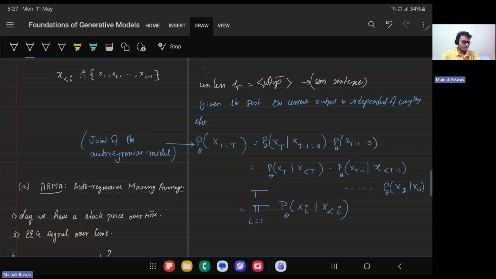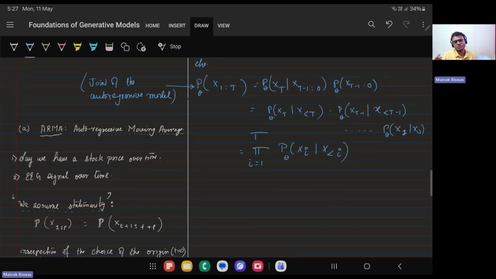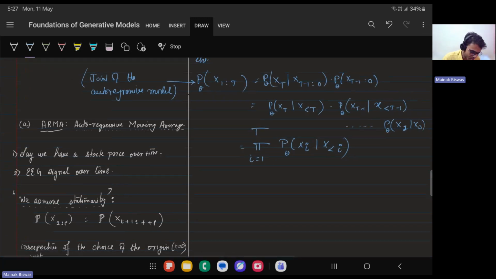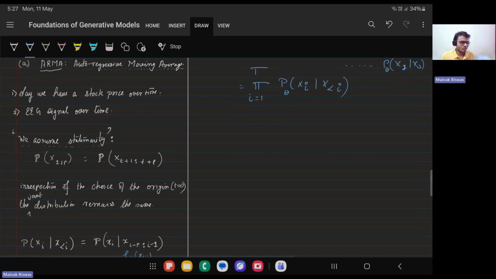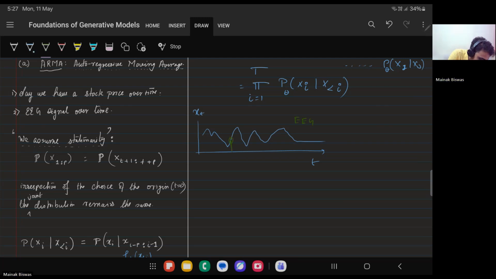Okay. So now let us take one example for real numbers. Even if it is not a real number, you can use a neural network and project it to a real number. Say we assume stationarity here. Say we have a curve like this. This is my time and this is my xt. So this is EEG, and I have to predict the EEG at this point.